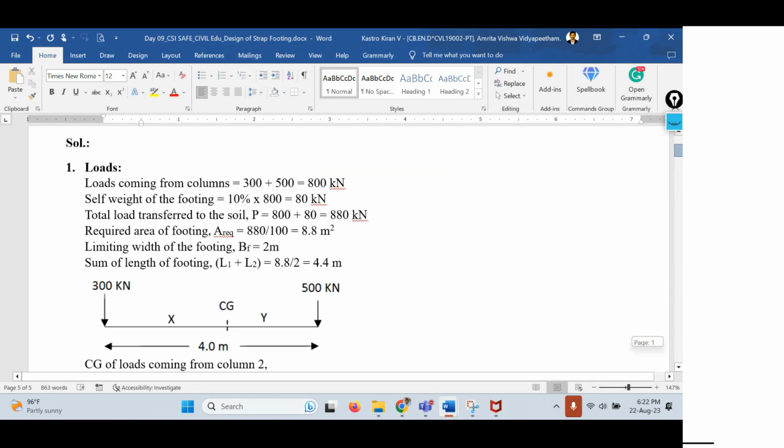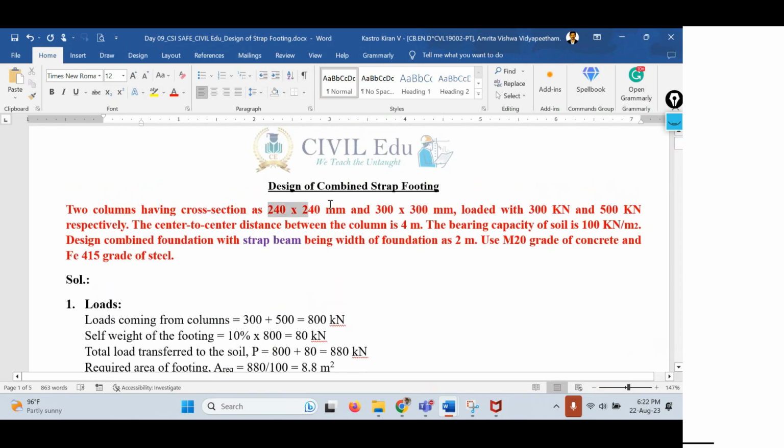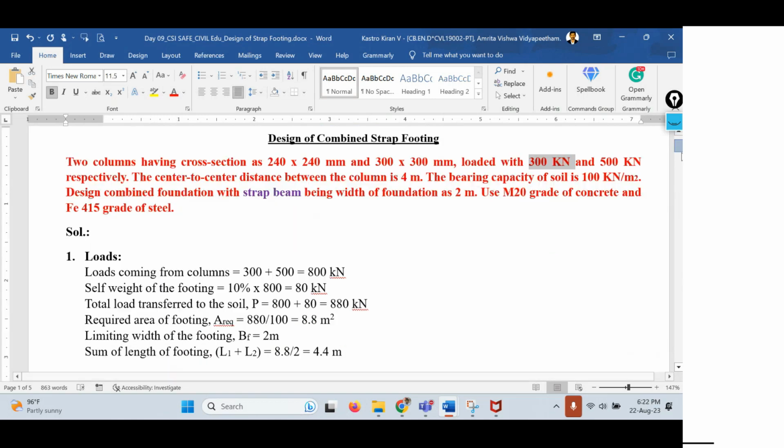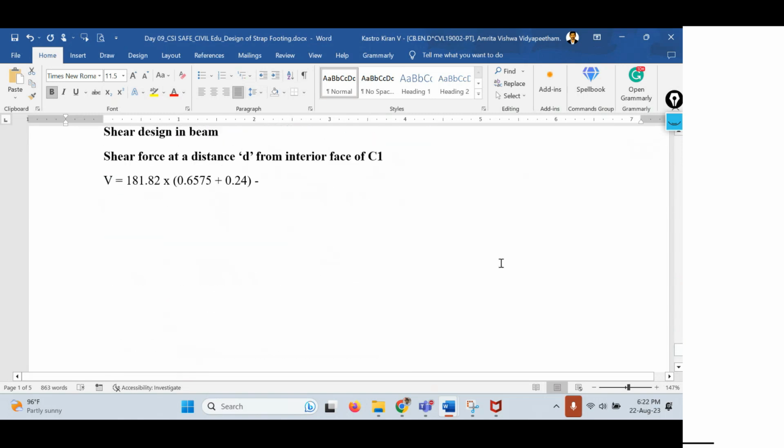What is the total load on column 1? So you can see on the 240 by 240 mm column, the load coming is 300 kilonewtons. So let me write that, minus 300 kilonewtons. If you solve this, we are going to get the shear force value, which will be minus 136.82 kilonewtons. So this is the shear force value.